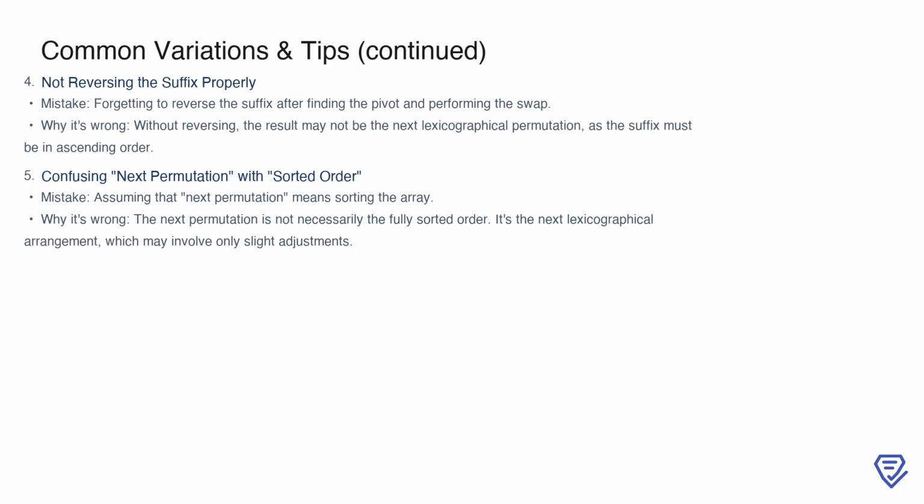Another misunderstanding is confusing the next permutation with a fully sorted order. While sorting may seem like the logical step, it doesn't align with the problem's requirement, which is to find the next lexicographical arrangement. This subtle distinction is critical to solving the problem accurately.